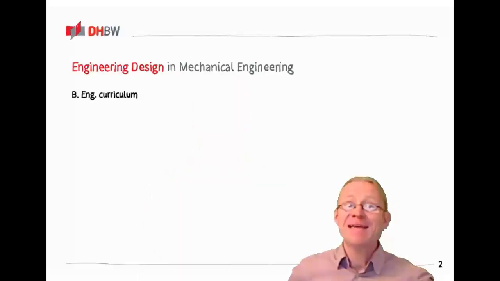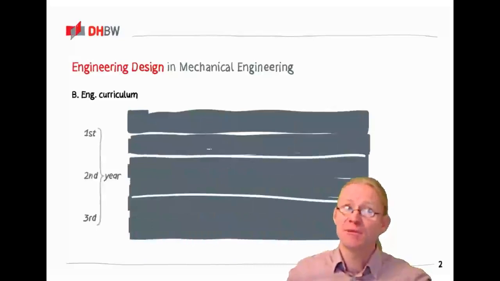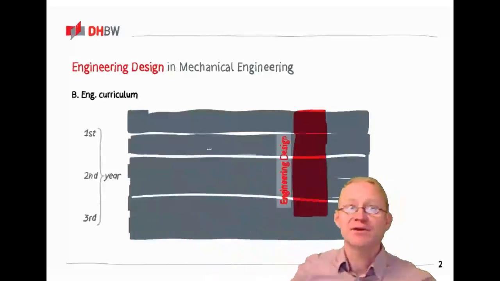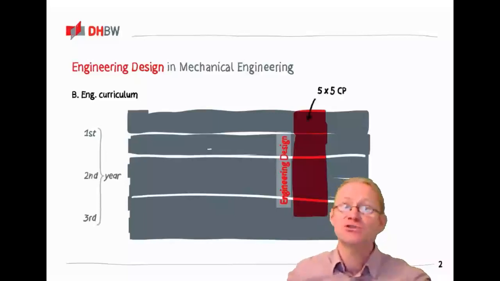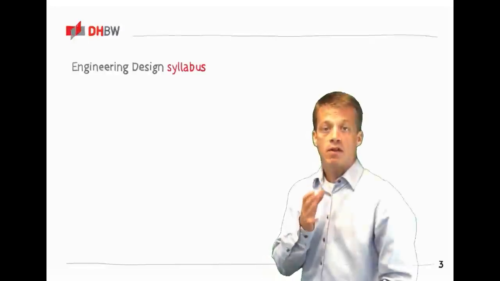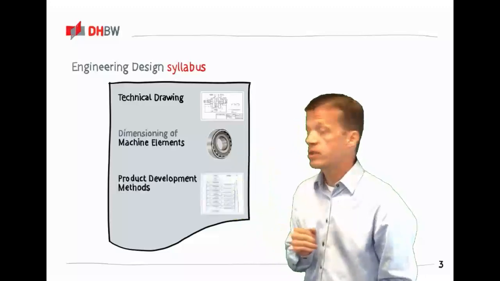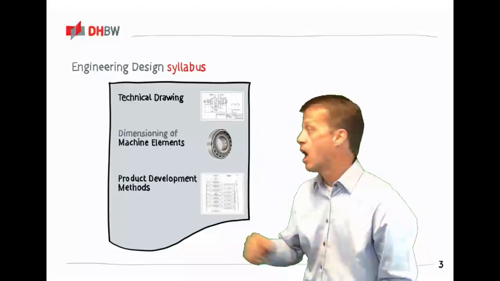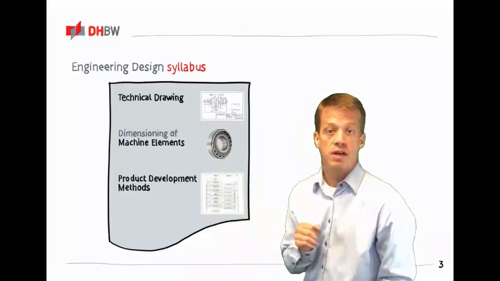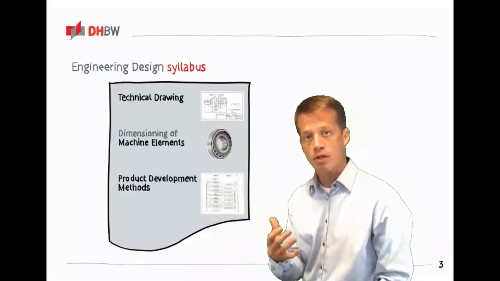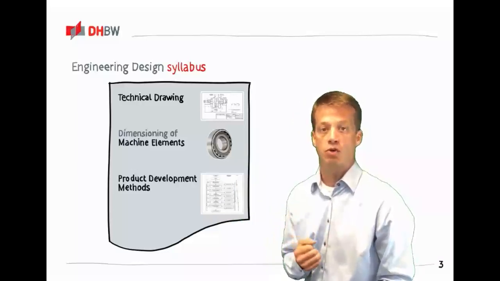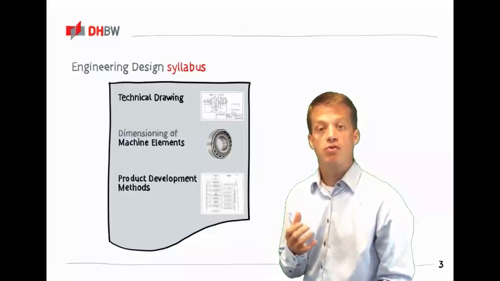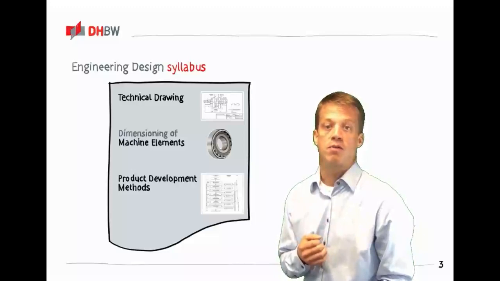Engineering design is one of the main pillars of the mechanical engineering curriculum taught from first to third year in bachelor programs and equivalent to around 12% of the total teaching. In the lectures, students learn how to execute correct technical drawings according to the applicable standards, how to calculate the strength and lifetime of standard machine elements like roller bearings, bolted connections, shafts under diverse load conditions, etc. And they also get to know methods that help to structure the product development process.